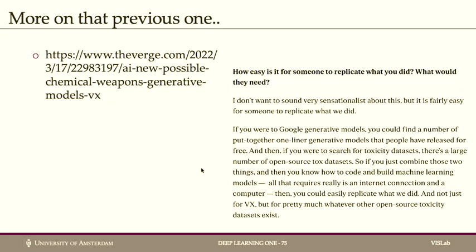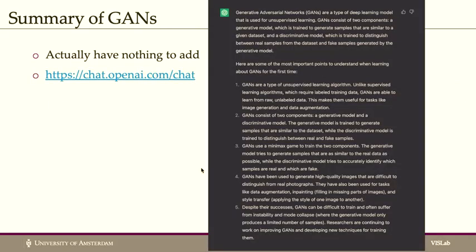And of course, text is there as well. So I'll leave you with this one summary that the new chatbot from OpenAI left, because there's not much to add. It's a pretty good summary of GANs from the technical side, and also interesting that it doesn't really talk about these issues at all.